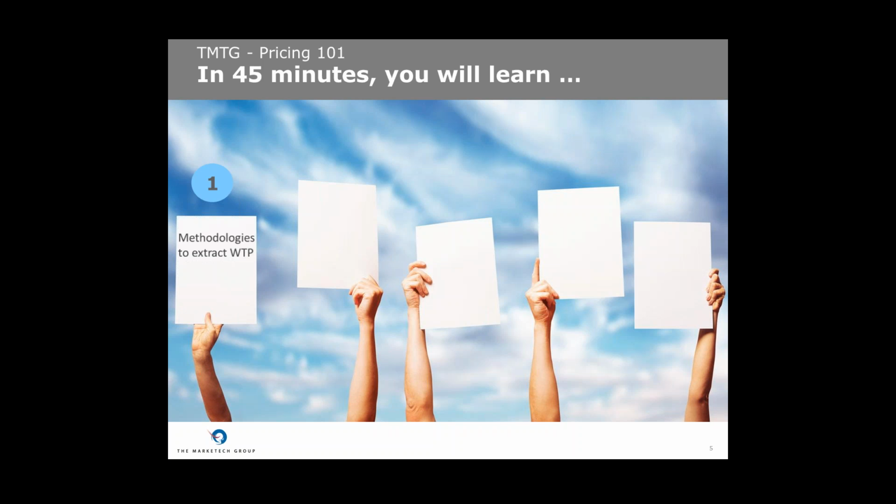So in the next 30 to 45 minutes, you'll learn some methodologies to extract willingness to pay, some of the advantages and disadvantages of various pricing methodologies, as well as selecting a technique to meet your specific objectives. And we'll talk about some of the pros and cons of the different techniques in terms of their ability to meet your objectives.